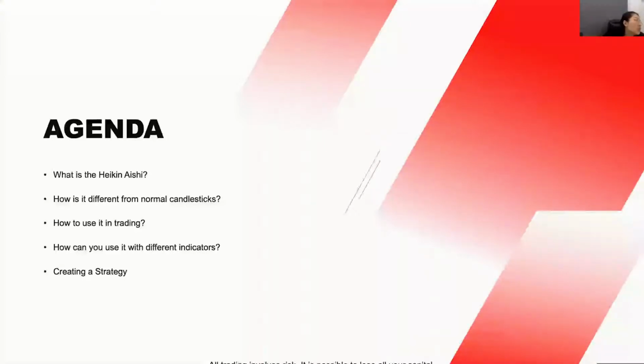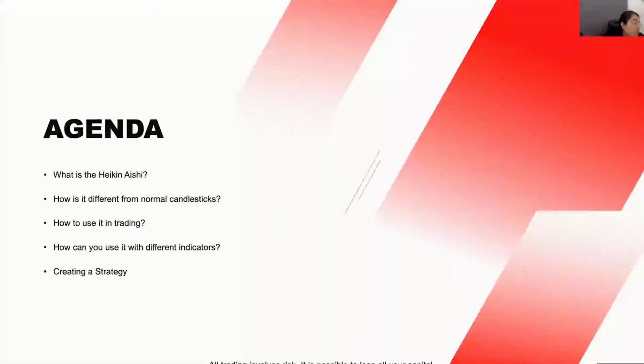Our agenda today will be to understand what the Heiken Ashi is. I really don't know if I'm pronouncing it right because it is a Japanese word. The best bet I have is that it's called Heiken Ashi. I know how to use it, I just don't know if I'm pronouncing the name right.